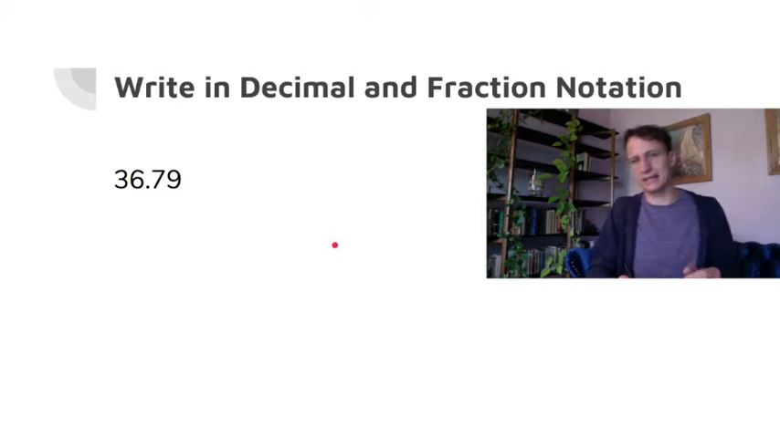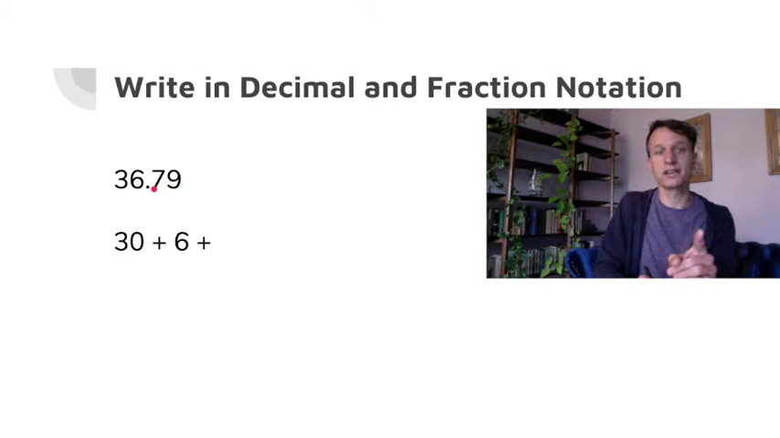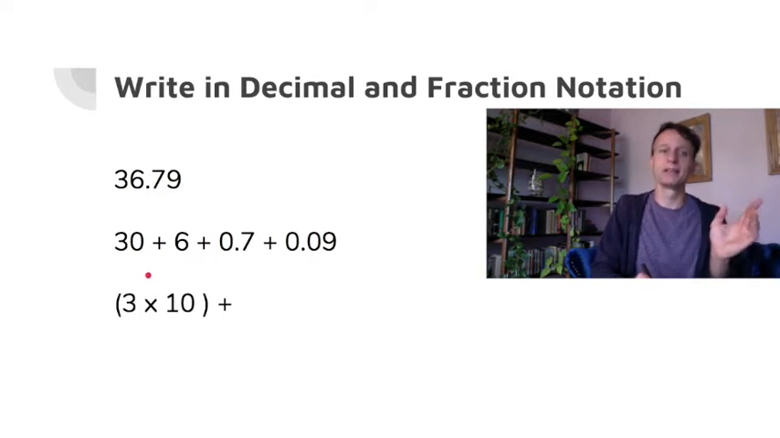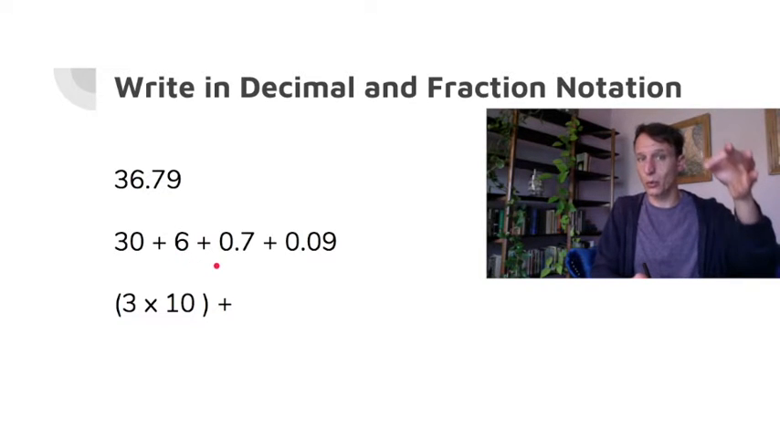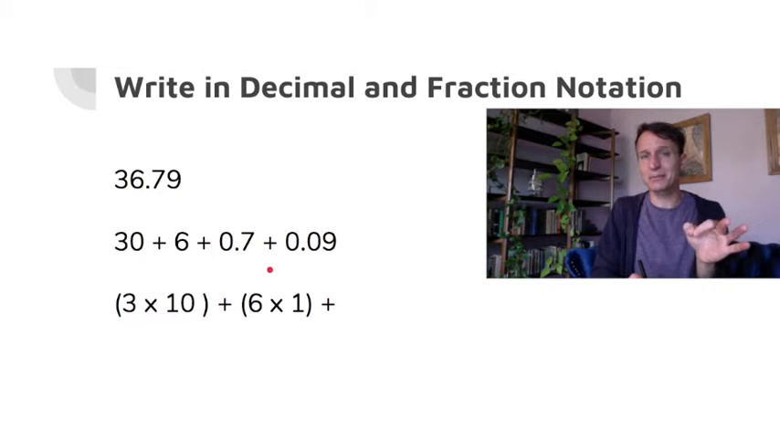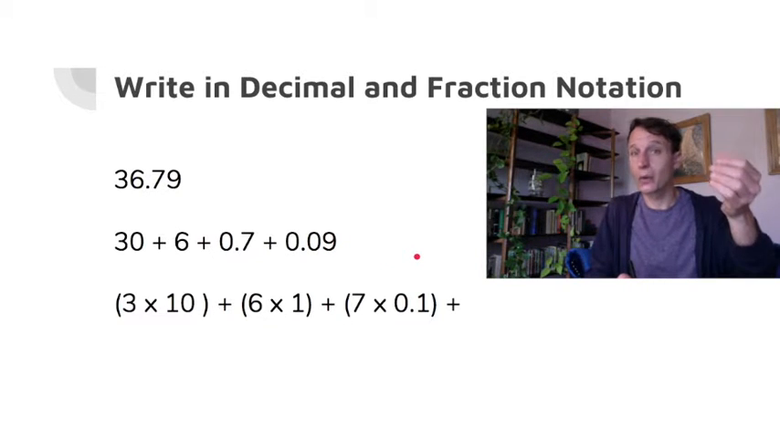We are going to write these in first simple expanded form, and then in the expanded form with multiplication, both decimal and fraction. Okay, so we have 30, right, plus 6 plus 7/10 plus 9/100ths. Okay, so now the 30 is 3 times 10. 6 is 6 times 1. Watch that one, it can be tricky. 7/10 is 7 times 1/10. 9/100ths is 9 times 1/100th.